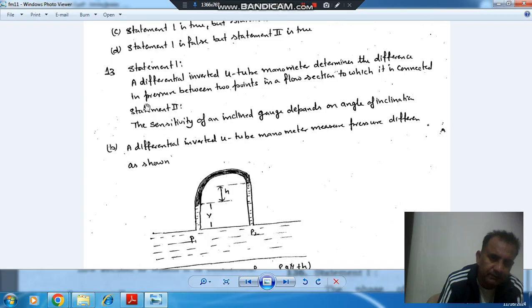So the first statement, that a differential inverted U-tube manometer determines the difference in pressure between 2 points in a flow section to which it is connected, is correct.